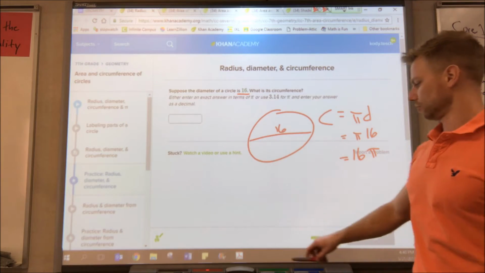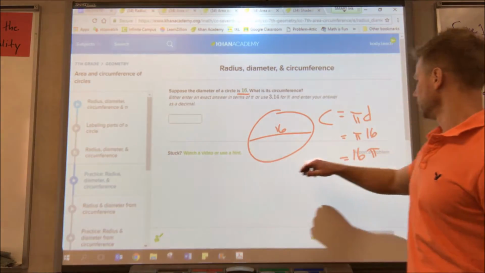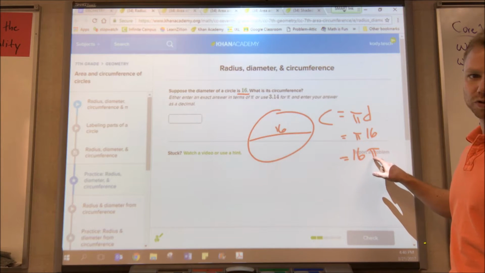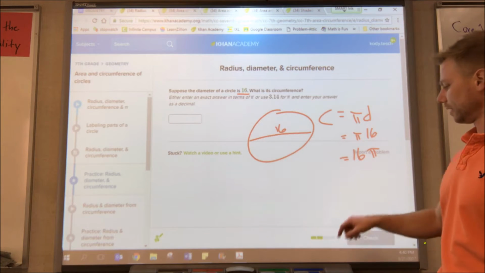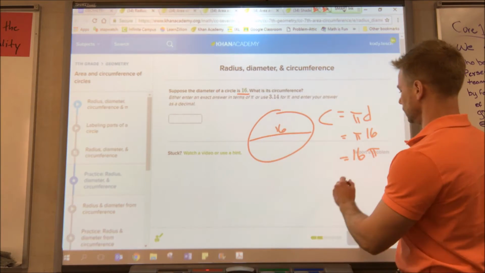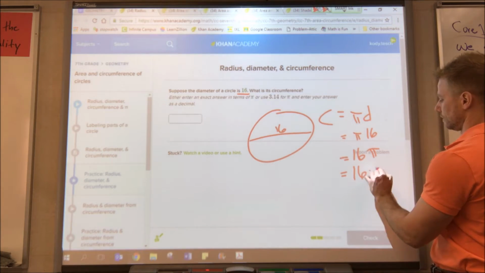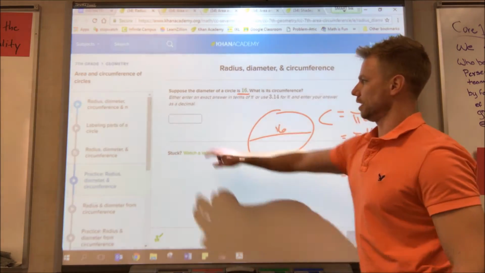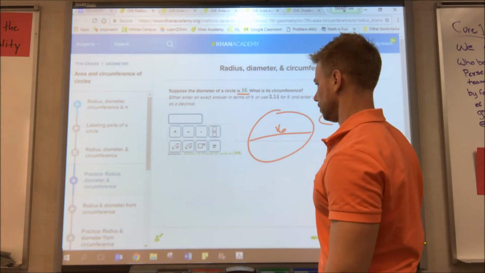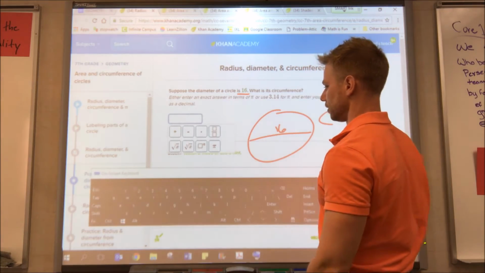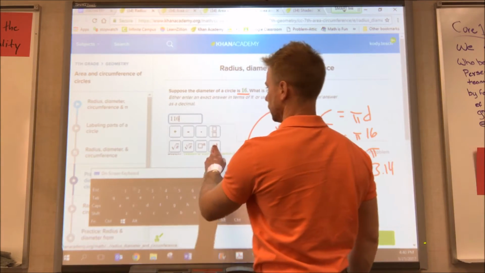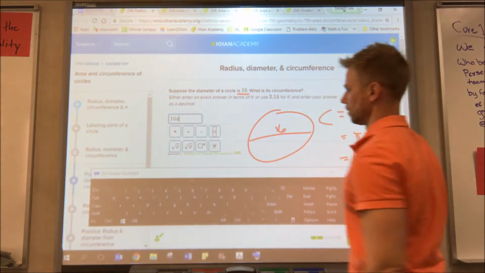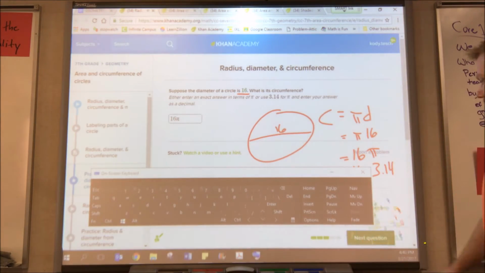It says either enter an exact answer in terms of pi or use 3.14 for pi and enter your answer. So you can do it either way. You can either use the pi symbol, or in place of pi you can put 3.14 and then multiply 3.14 and 16 together. It will take either one. So I'm just going to plug in the exact answer. So we'll do 16 pi. Good.